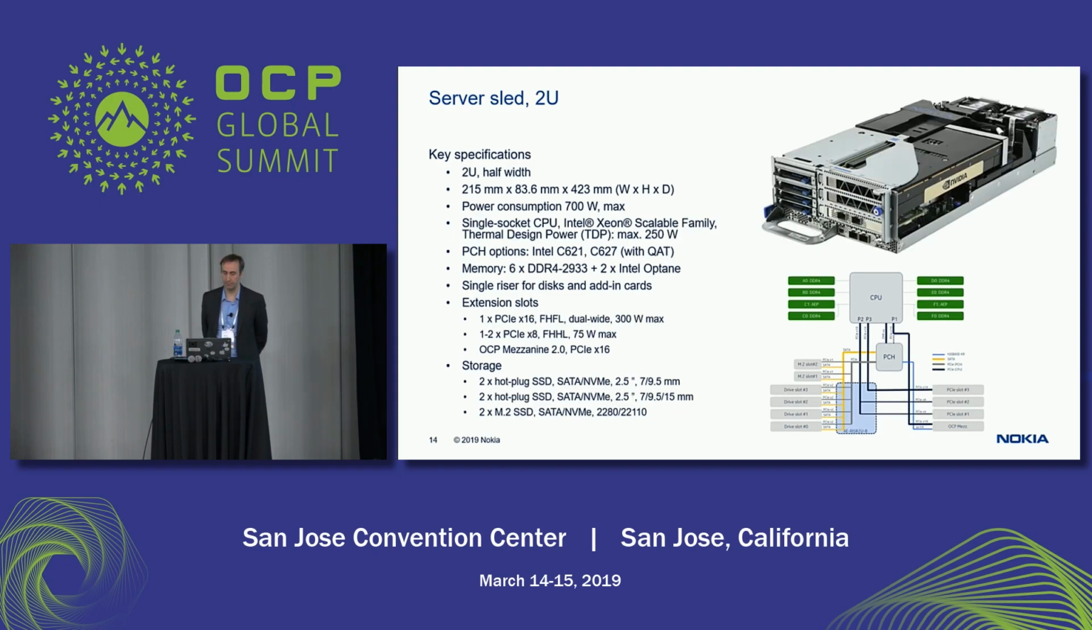The 2U sled is fairly similar. It's of course higher, and the max power consumption is 700 watts. The CPU is the same here, so it's this Intel Skylake SP processor, but the TDP max is 250 watts for this one. PCH options are the same, and the memory as well. The extension slots, there's of course more here. The big difference is that we can utilize full height, full length, dual wide cards even in this one, for example, for the large GPUs like in the picture is shown. Then storage, there's more storage in this design, in these 2U sleds, of course, because there's more space for that.